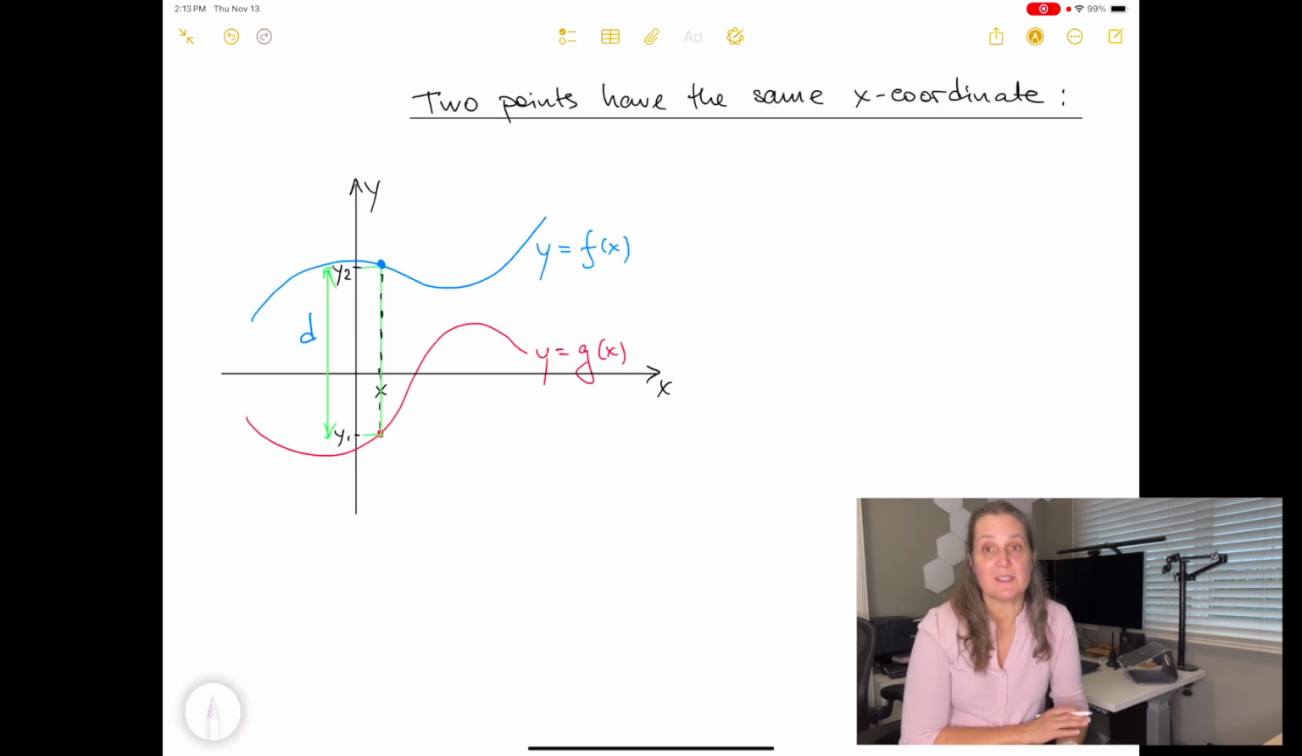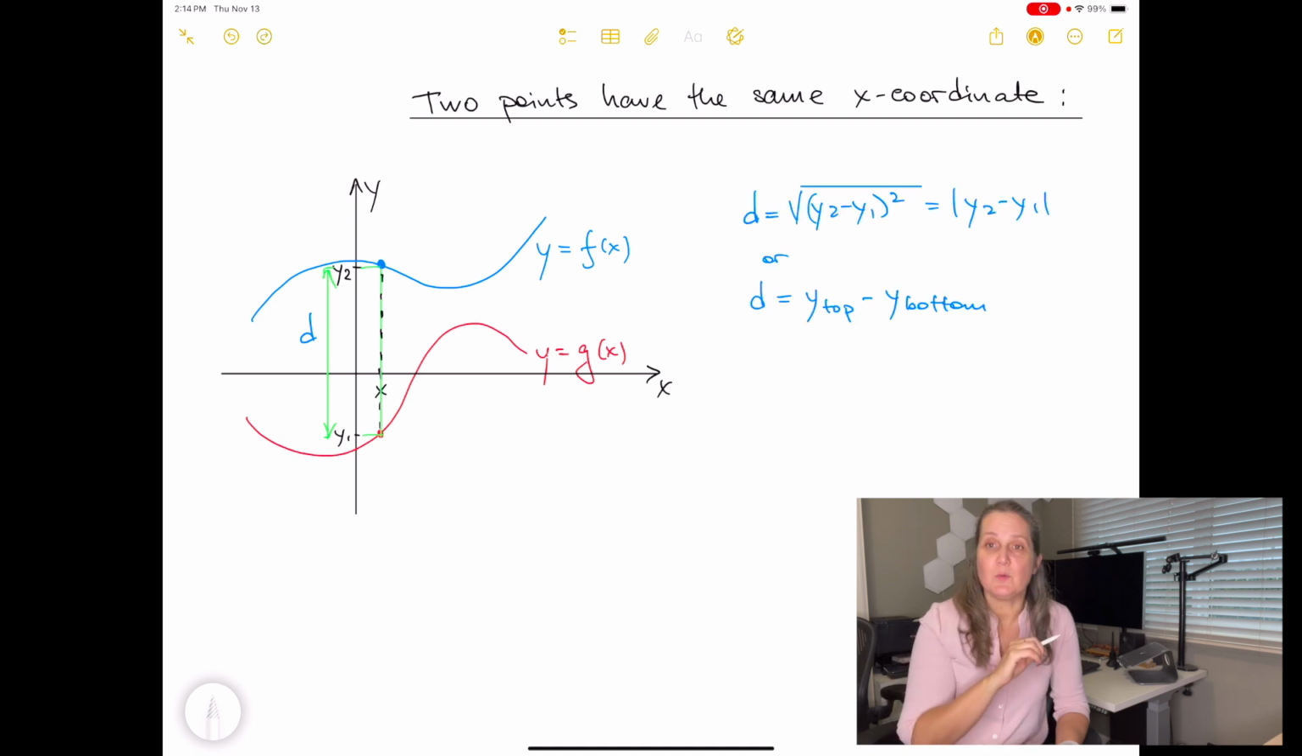However, if we have a simpler case where the x-coordinate of the 2 points are identical, then the distance is calculated using much easier formula. The distance between the red point and the blue point is going to be just the difference of y values. If we don't want to deal with the absolute values, we can calculate distance between the 2 points by taking difference between the y-coordinate that is larger, I'm calling it y top, and the y-coordinate that is smaller, y bottom.